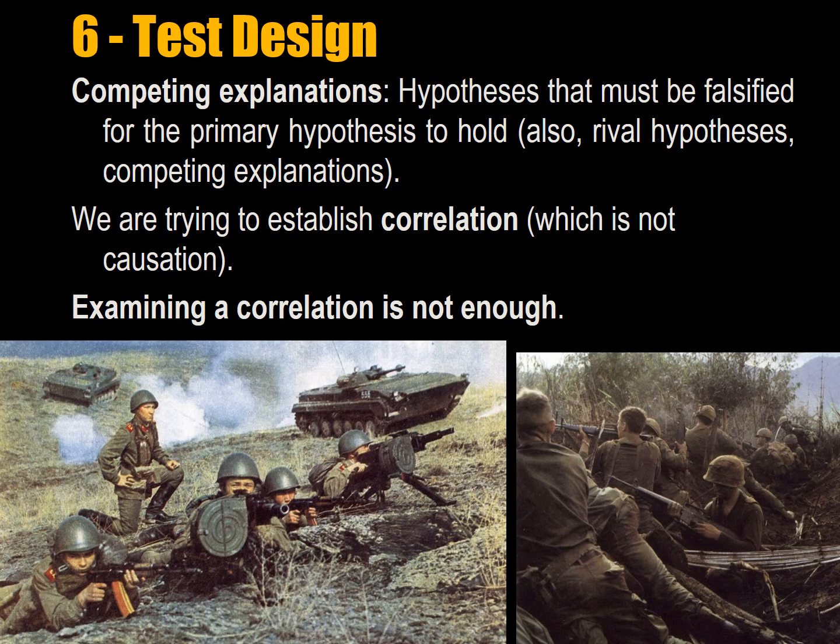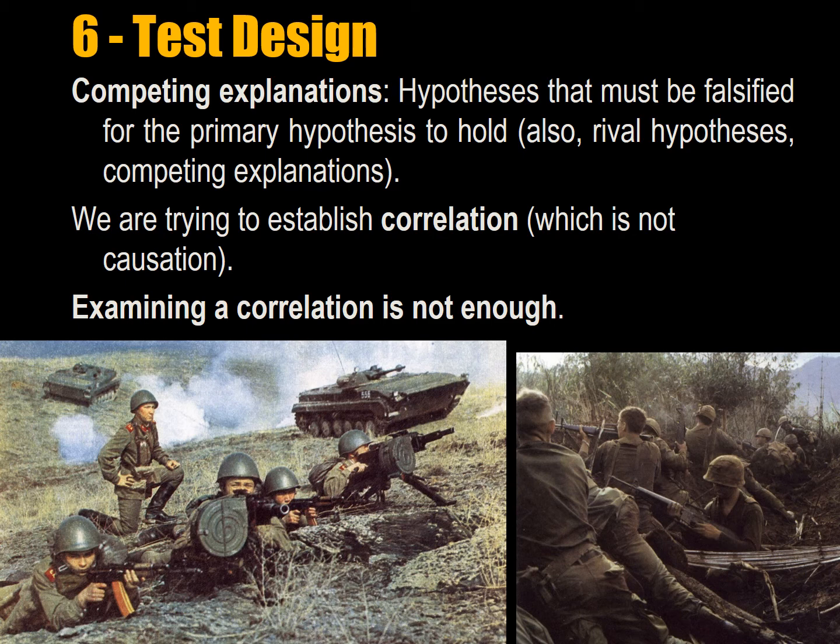Step number 6, test design. So we have competing explanations, right, which we developed by doing our literature review, and we proposed a better explanation of the phenomenon with our own theory. So we've got these two rival theories. So what's a competing explanation? Well, they're rival explanations or rival hypotheses.